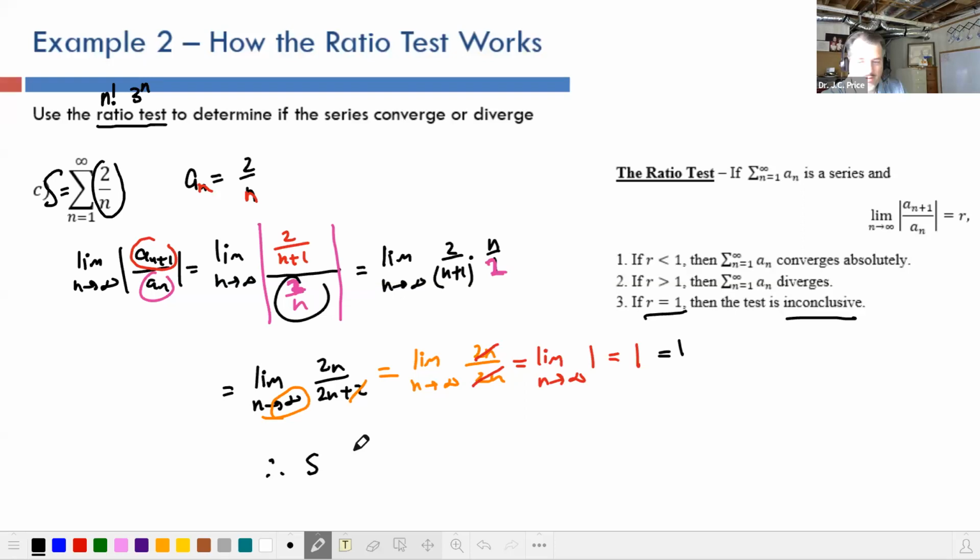Therefore, we can write the ratio test is inconclusive. So inconclusive, which means we don't know with that test. Now, we do know it's a p-series with p equal to 1, so it's going to diverge. But that ratio test doesn't give us any information whatsoever.